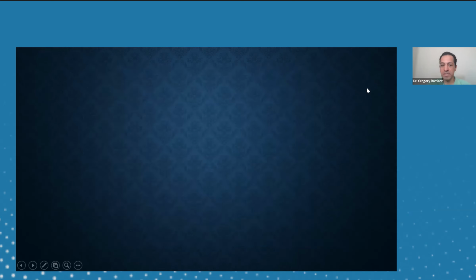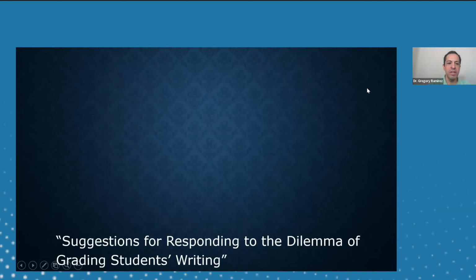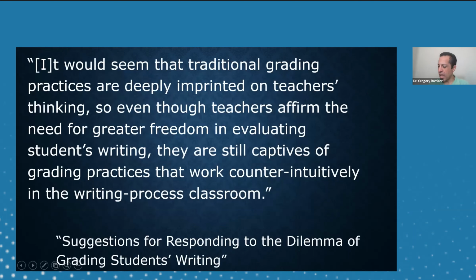On to the next slide right here. As you can see, this was taken from my capstone project, a citation from Anderson and Speck, in which it says that it would seem that traditional grading practices are deeply imprinted on teachers' thinking. So even though teachers affirm the need for greater freedom in evaluating students' writing, they are still captives of grading practices that work counterintuitively in the writing process classroom.